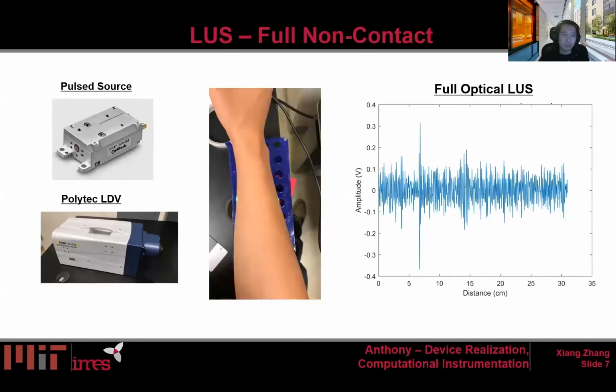And knowing that, we designed our system around 1550 nanometer, both with the pulse source and the Polytech Doppler vibrometer. And this allowed us to generate the full optical measurement. So this is transmission on the left and detection on the right. And as you can see, the pulse is measured directly at about 6 centimeters in distance, which corresponds to the thickness of the forearm shown here.